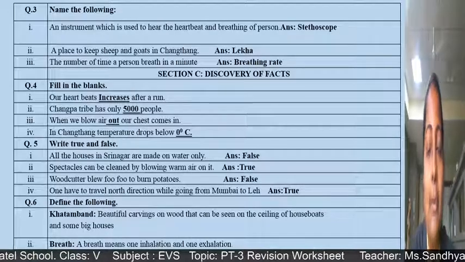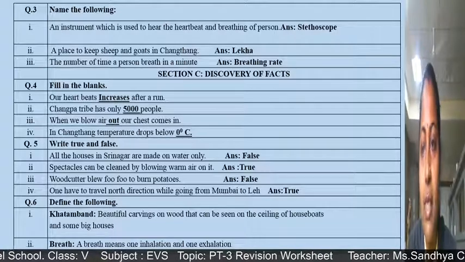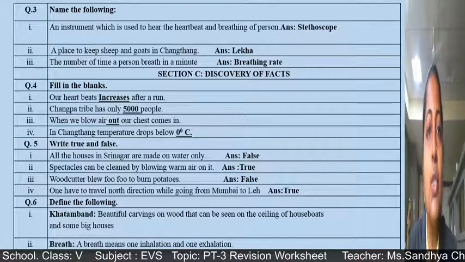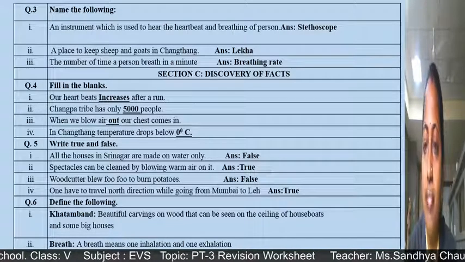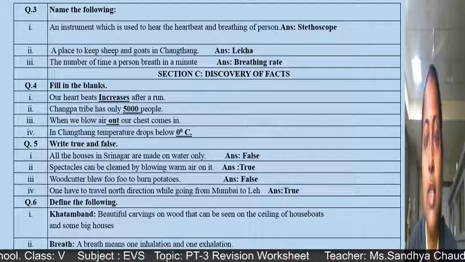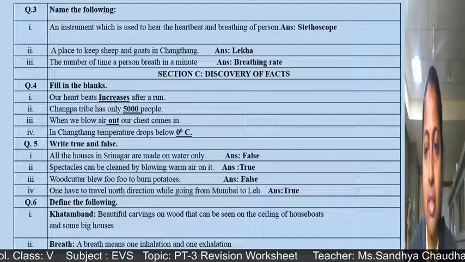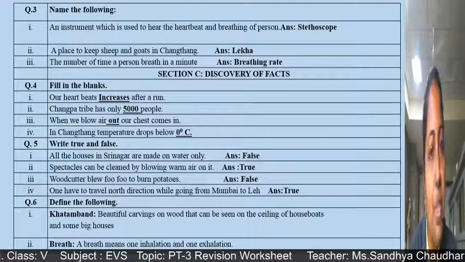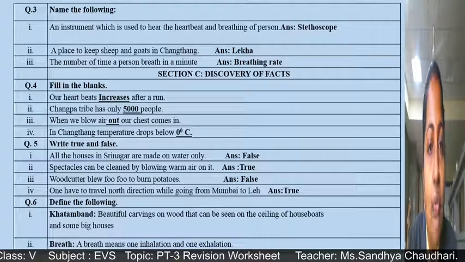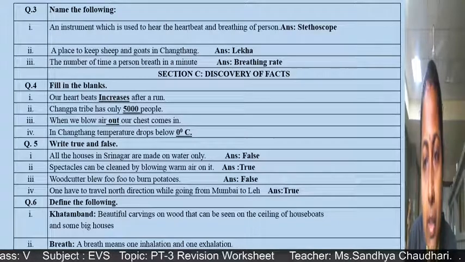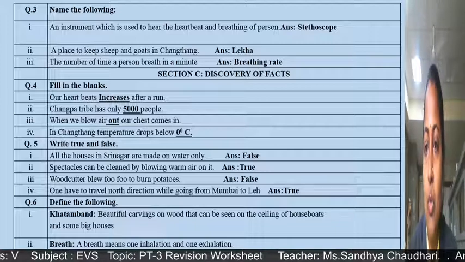Now question number 3, name the following. In that you are expected to write only the question number properly and then write the answer. So an instrument which is used to hear heartbeats and breathing of a person, so only write the answer, stethoscope. B, ensure that whatever you are writing should be right, spelling should be right. A place to keep ships and goods in Changthang, it is called Lekha. Third one, the number of times a person breathes in a minute, it is called breathing rate. Or if you write the number of that breathing rate, it can also be right.